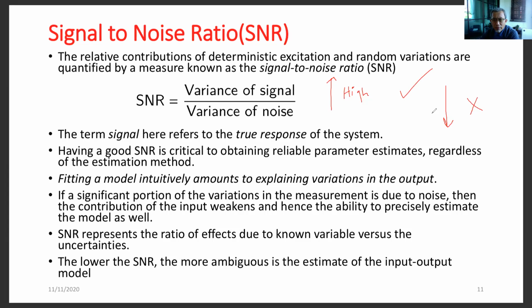That's why you have to cater for this issue of noise, because the SNR represents the ratio of the effect due to the known variables versus the uncertainties. The lower the SNR, the more ambiguous is the estimate of the input and output of the model.